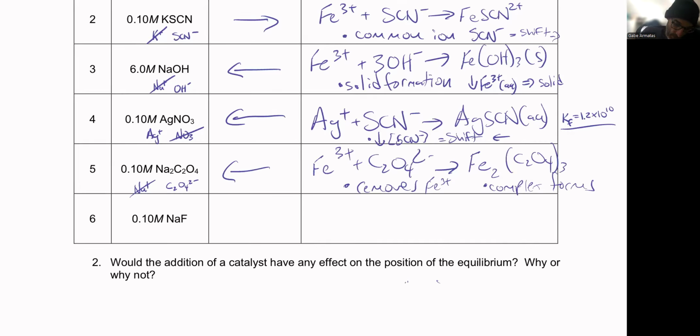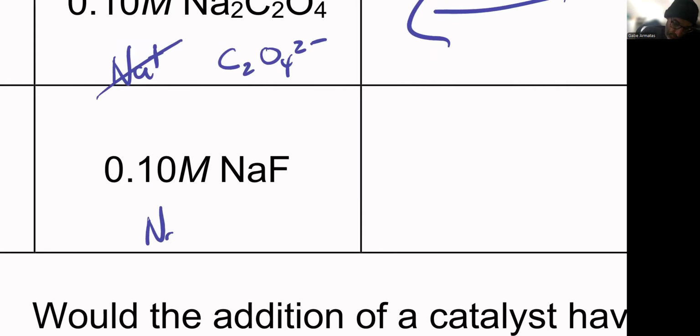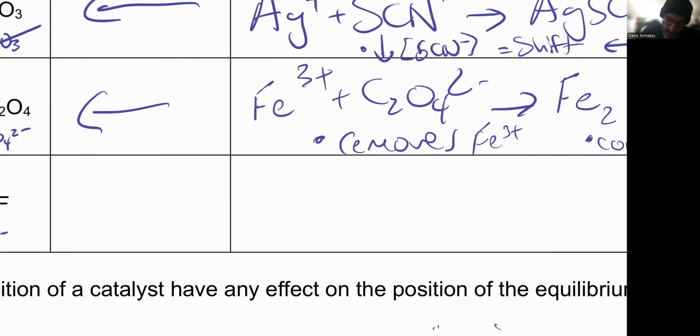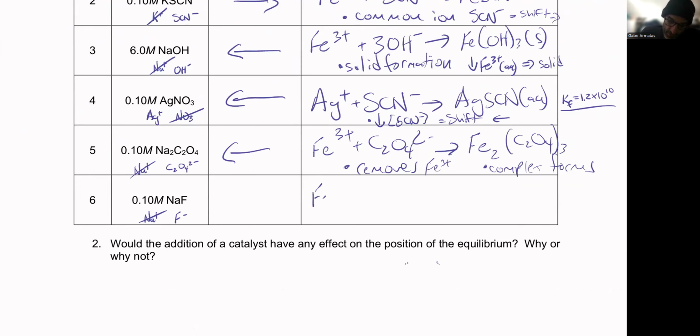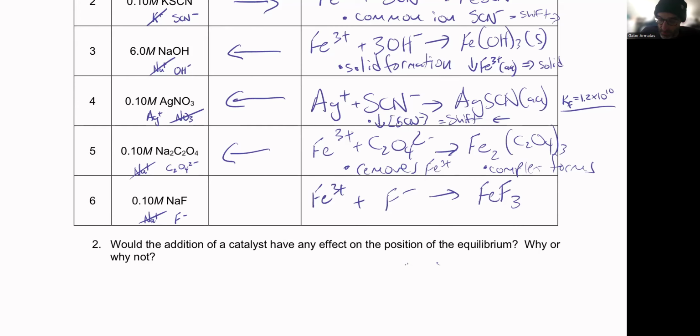And the last one, again, sodium we can ignore. Fluoride can only interact with the iron. So Fe3 plus and F minus yields FeF3. I'm not sure what you saw here, but this is either going to form a complex, or I'm pretty sure you're going to see a solid form. And again, that's removing iron from solution. So it comes down to what you have.